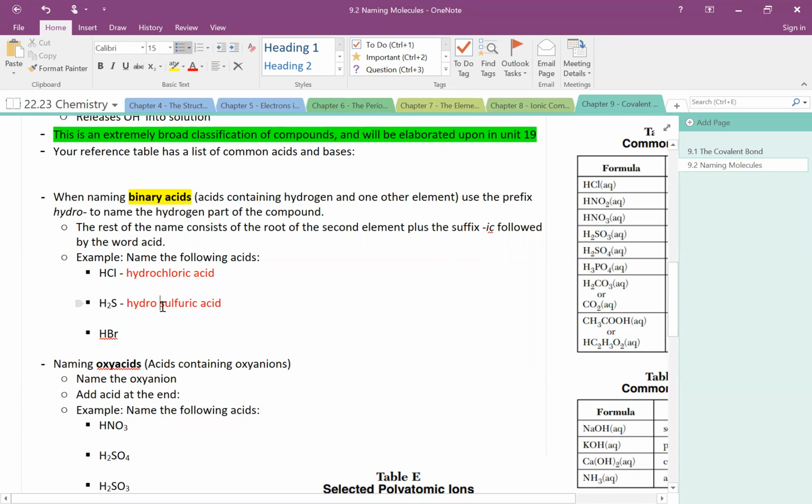These are one word: hydrosulfuric acid. And then HBr becomes hydrobromic acid. So I'll write that out. Hydrobromic acid, one word. So that's how we name binary acids.